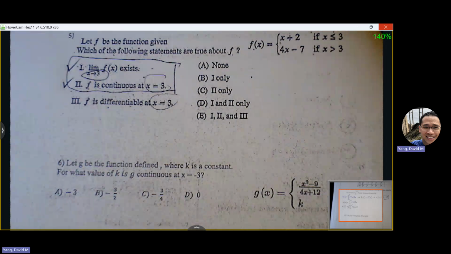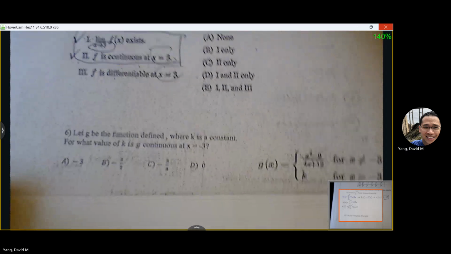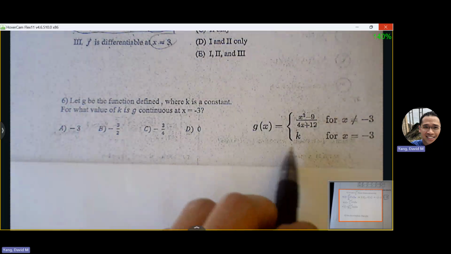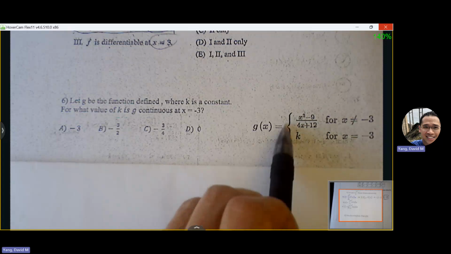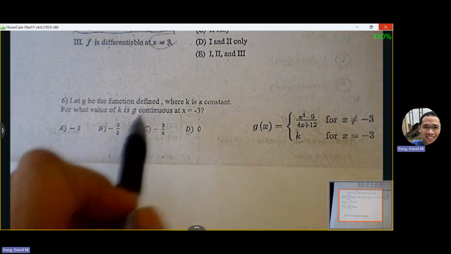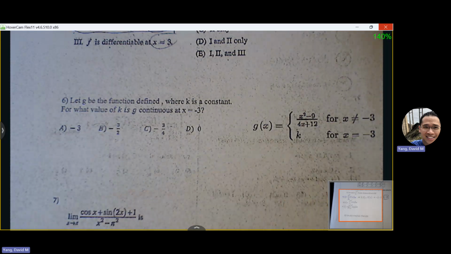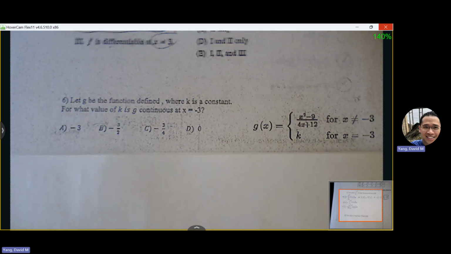Okay, number 6. Let g be the function defined... for what value of k is the function continuous at x equals -3? Whenever I try to solve for k and I see the word continuity, I'm just going to step through my continuity conditions. The conditions give me a way to walk through my problem, and once I do, it should be obvious what the k value is.